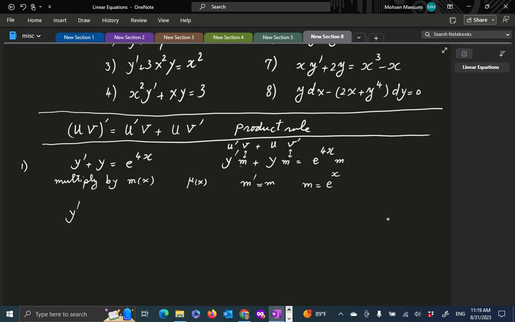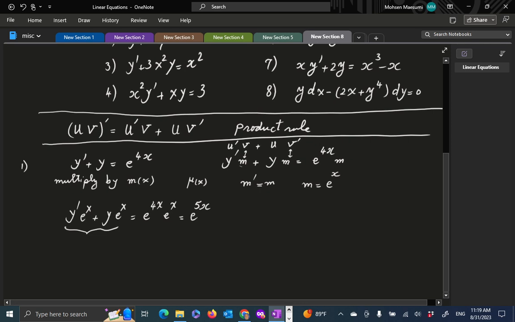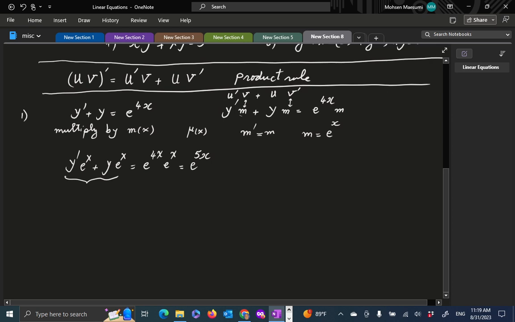So it becomes y prime exponential of x plus y times exponential of x, and the right hand side is exponential of 4x times exponential of x. The right hand side looks a bit silly to write like that, so we write exponential of 5x. What we have achieved is that the left hand side is a complete derivative. That is, it's an example of this product rule.